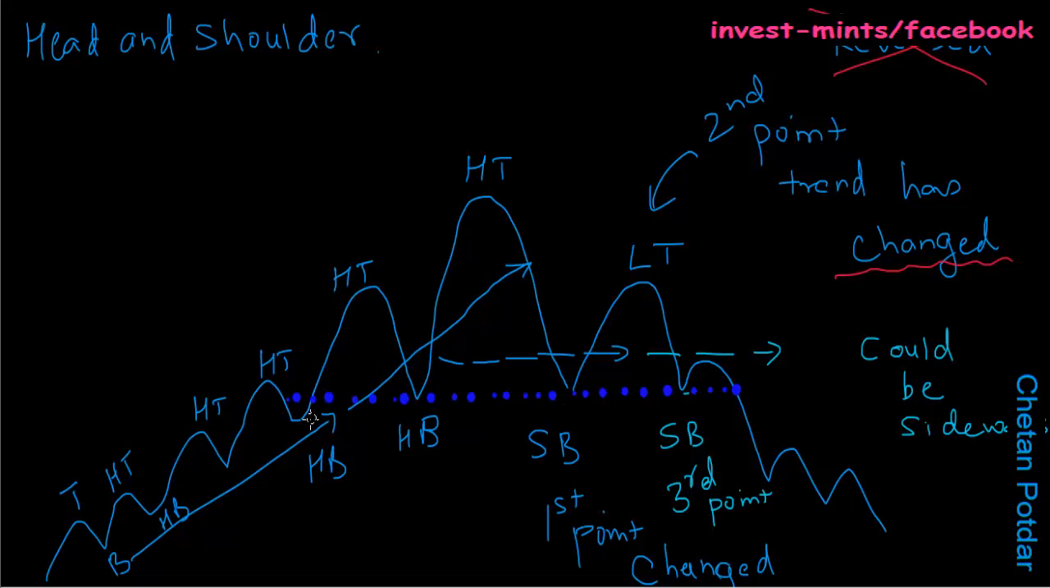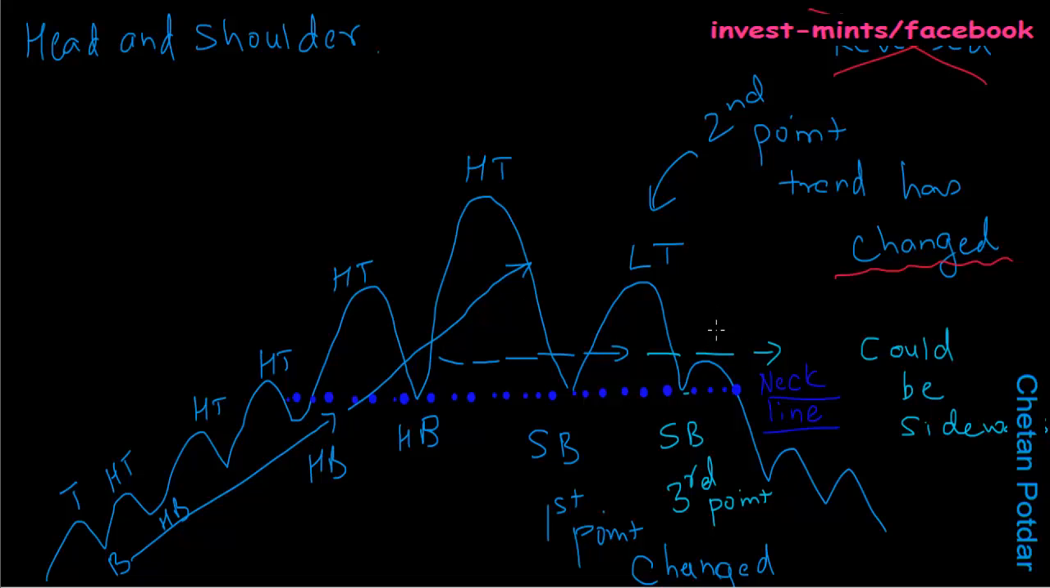And the moment we start drawing a horizontal line, we actually look at one shoulder, one head and another shoulder, and this line is called a neckline. So let me write this for you. It's a neckline. And as the price breaks below the neckline, we can very safely say that the trend has changed.